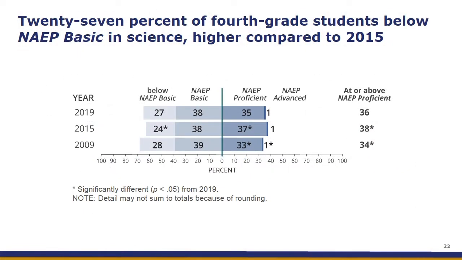The achievement level findings mirror the percentile findings. That is, the bottom of the distribution grew compared to 2015, and the top of the distribution grew compared to 2009. 27% of the fourth graders performed below NAEP Basic in 2019, which was greater than the 2015 data point. 36% of fourth graders performed at or above NAEP Proficient. This percentage is lower than the previous assessment, but higher than the 34% in 2009.